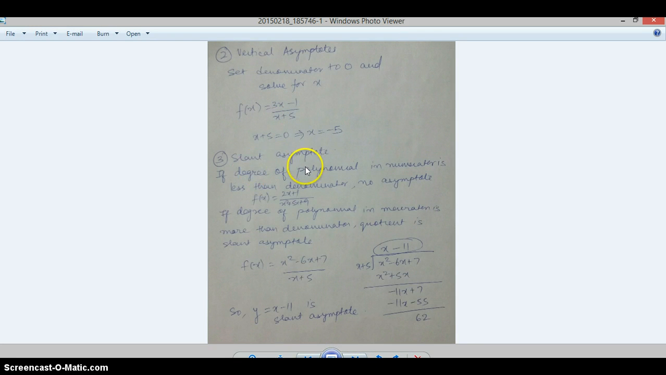For slant asymptote, if the highest degree of the numerator is less than the denominator, there is no asymptote. If the highest degree of the numerator is more than the highest degree of the denominator, perform long division. If there is a remainder, the quotient becomes the slant asymptote, y equal to x minus 11 here. If there is zero remainder, there is no slant asymptote.